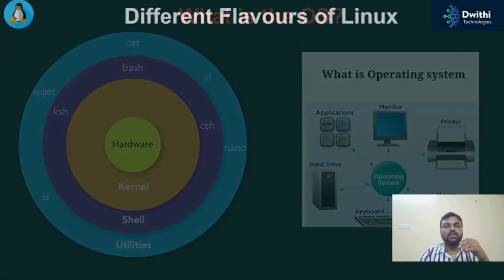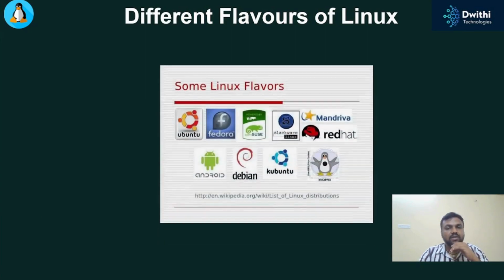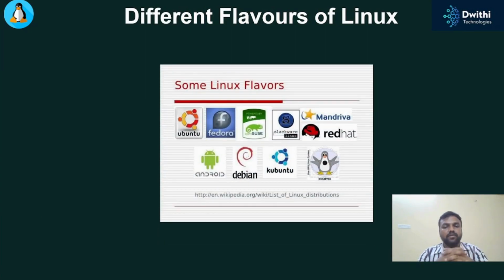You have different flavors of Linux. So Ubuntu, Fedora, Debian, SUSE, Kali Linux. Kali Linux is majorly used for hacking purposes. If you want to do some hacking, you can think of Kali Linux being used for that. These were some of the flavors of Linux.